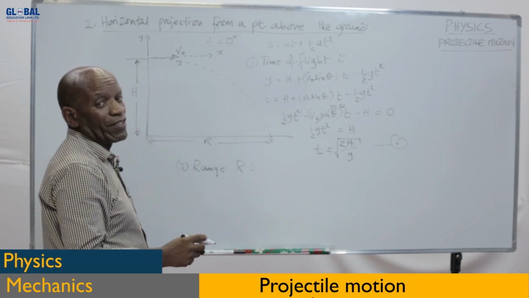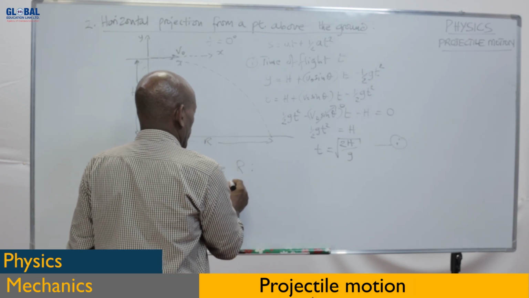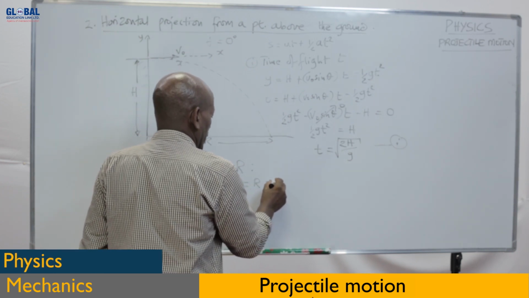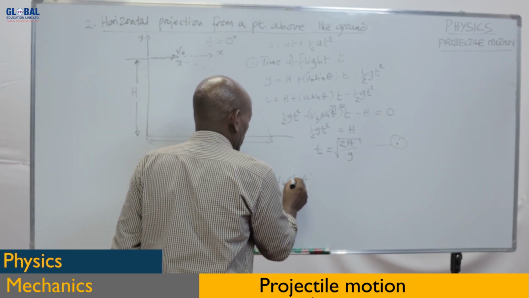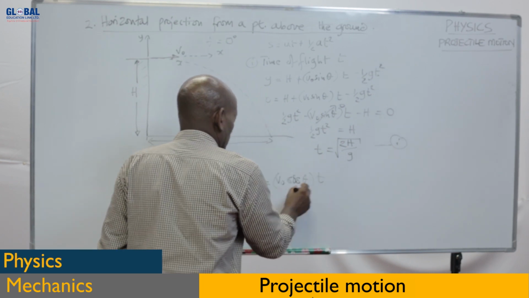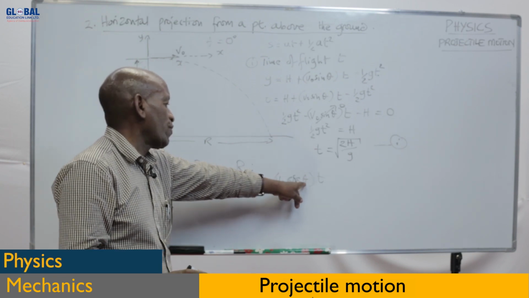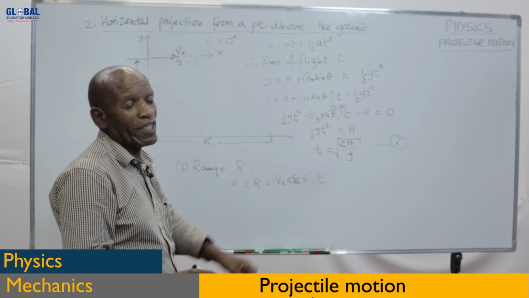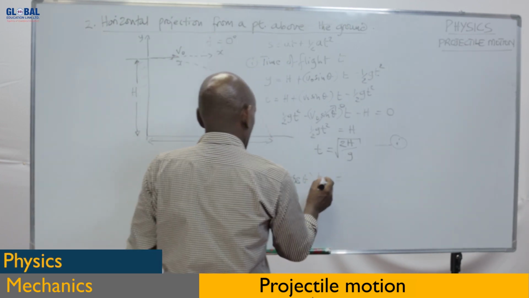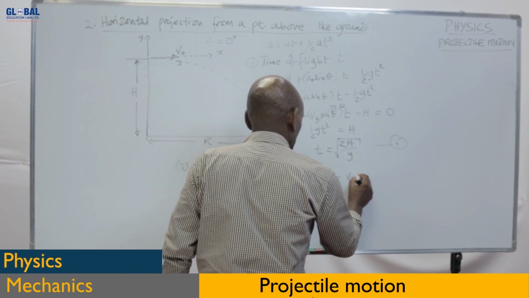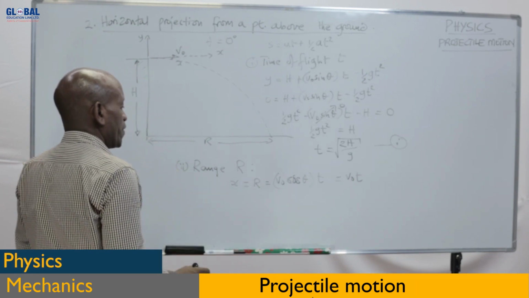Now the range r is determined by using the horizontal component of velocity. Whenever I'm talking about x, which is equal to the range r, we'll be taking v naught cos theta times the time of flight. But remember, the cosine of theta is cosine of 0, and cosine 0 is 1. So this will just be equal to v naught times t, because v naught times 1 times t is v naught times t. So this will be giving us the range r.